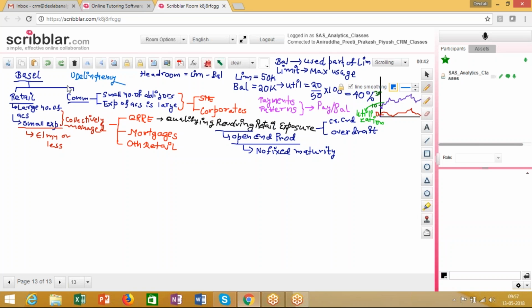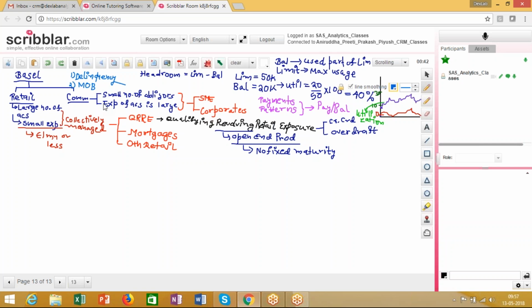So the first is the delinquency variable, and the second variable that we talk about over here is the month on books.